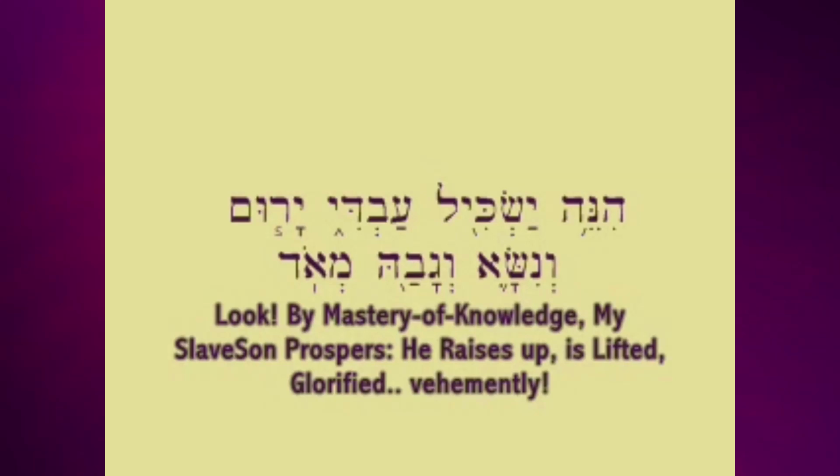So hineh, yaskil, avdi, yarum, wanisa, wagavah, me'od. Okay, now we'll go through each one of them. Hineh, look, yaskil, by mastery of knowledge he will prosper. Who is he? Avdi, my slave son. Yarum, will rise up. Okay?